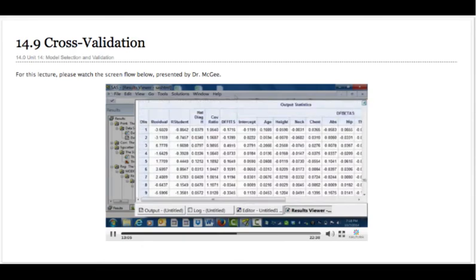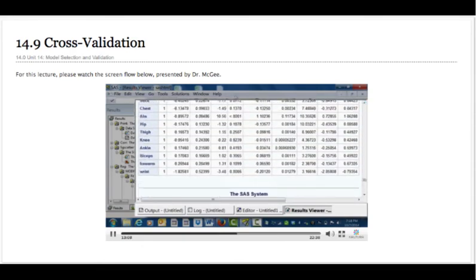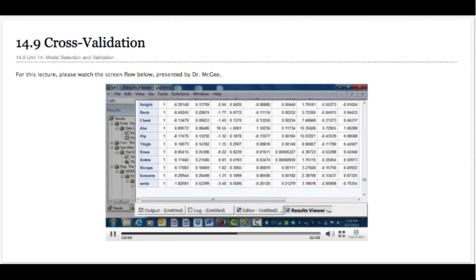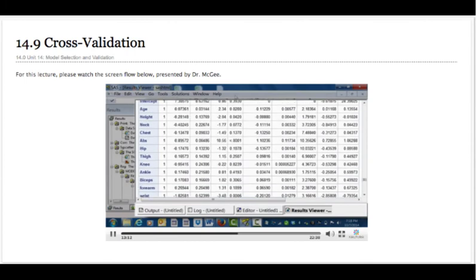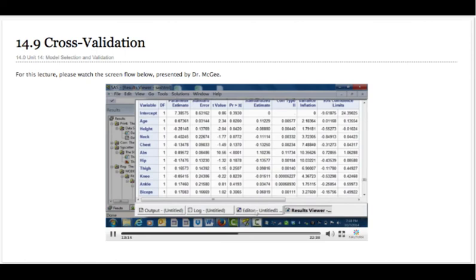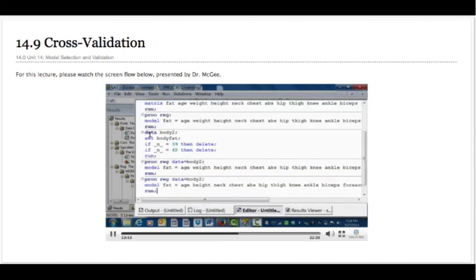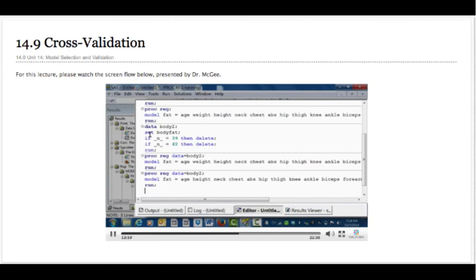If I scroll up, variance inflations are down to 10 for abs and hips, and obviously weight's not there. All right, now I'm ready to do some variable selection and cross-validation.